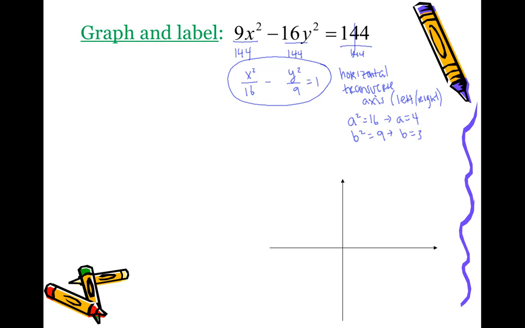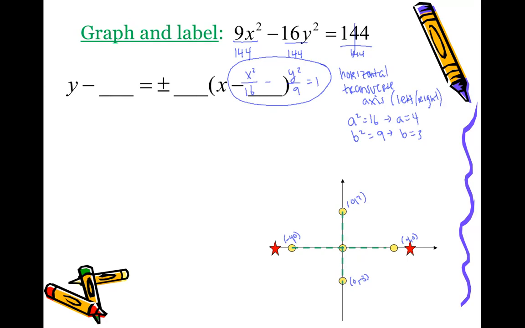I think I have this graphed. Yes, the center is at 0, 0. I'm going to go left and right 4, so this is 4, 0 and negative 4, 0. Then I'm going to go up and down 3, so this will be 0, 3 and this will be 0, negative 3. The green dotted line is my transverse axis. This is my conjugate axis.